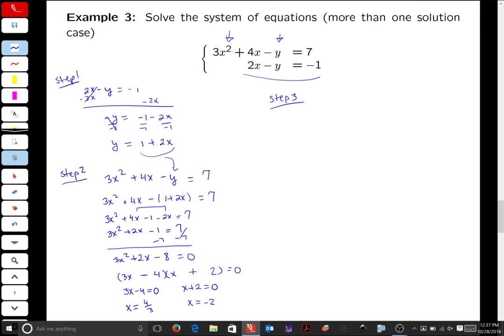Which equation would you like to use to find y? The first or second one? Choose wisely, guys. Find y. Yeah, we have to find y. The second one. Yeah, it's easier than the first.